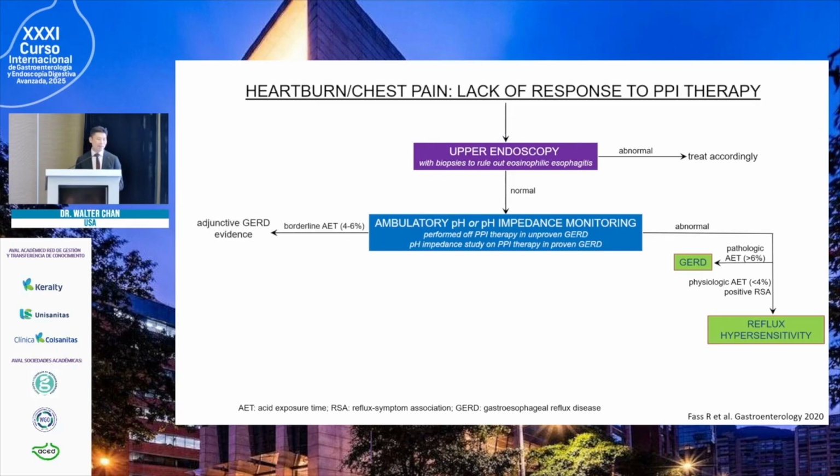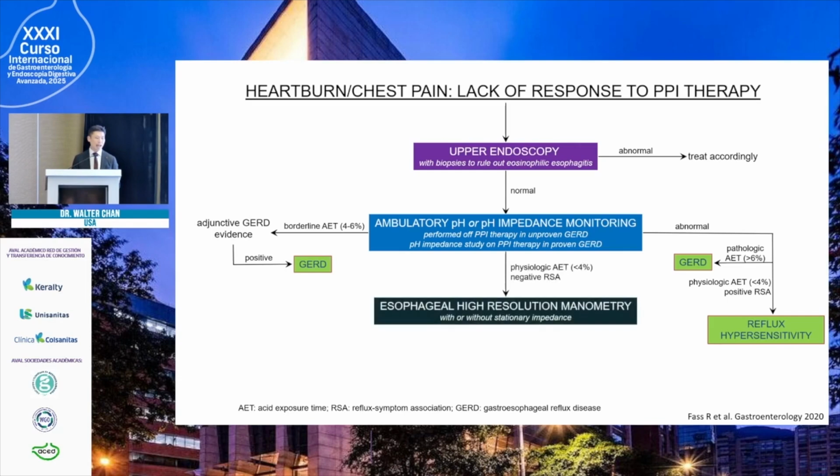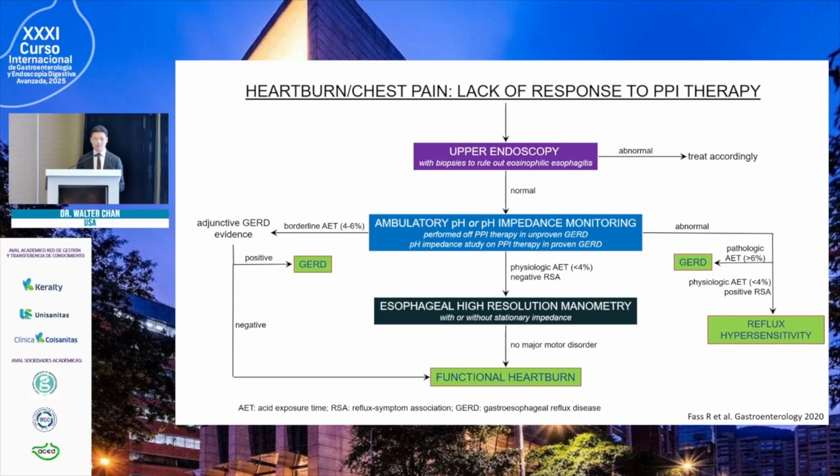On the other side, if you have borderline acid exposure time between 4 to 6%, then you look for these adjunctive parameters, like this supportive evidence of GERD. And if they do have them, then you can diagnose them with GERD as well. But if they don't have them, or if they have a normal AET of less than 4%, then you want to look for any motility disorder, do a manometry. And if that is also normal, those patients have functional heartburn, or if they have no evidence of reflux on reflux monitoring. So this will be an algorithm of using these tests to distinguish patients to those with GERD, reflux hypersensitivity, as well as functional heartburn.